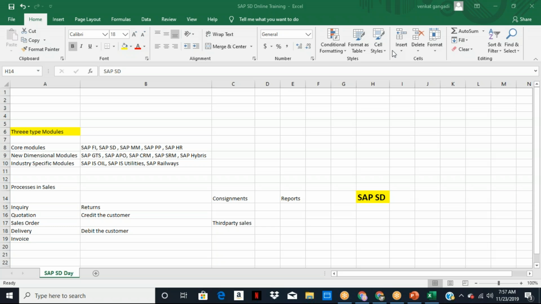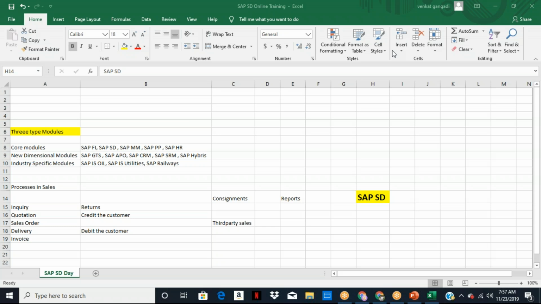This integration happens between all the modules, not only between SD and PP or SD and FI or SD and MM. Even the integration between MM and FI, between PP and FI, everything is tightly integrated in the SAP ERP product. So we have tight integration of SAP modules.